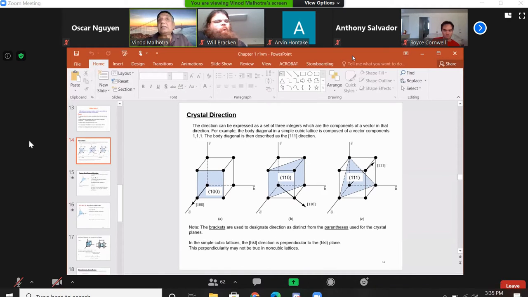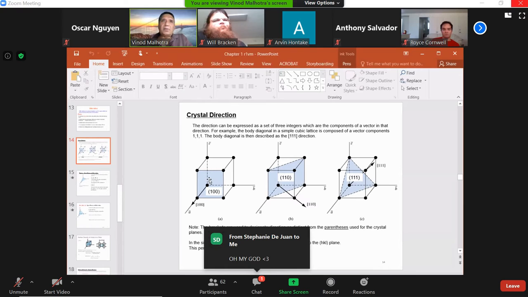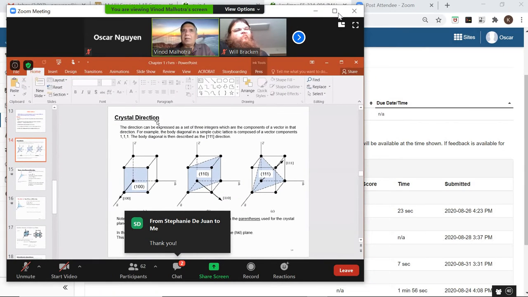We have equivalent directions, meaning equivalent planes. So for instance, this is the simplest way of looking at it, to look at this one.